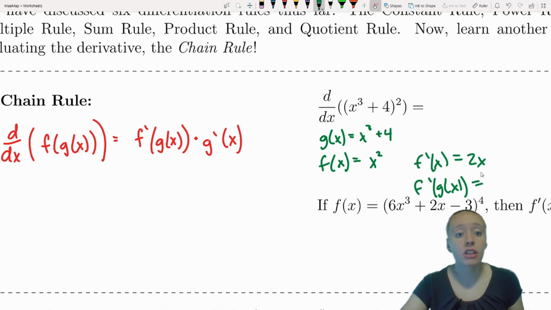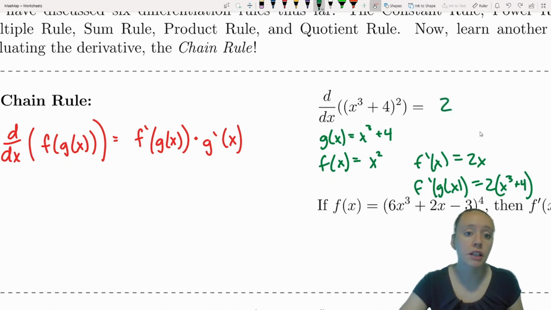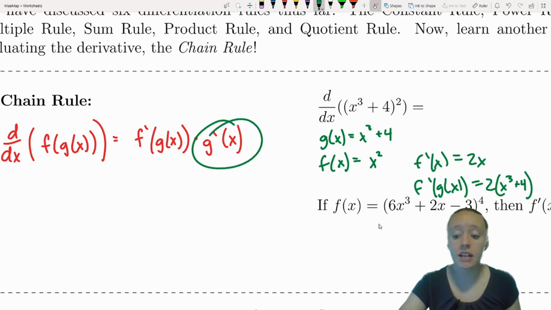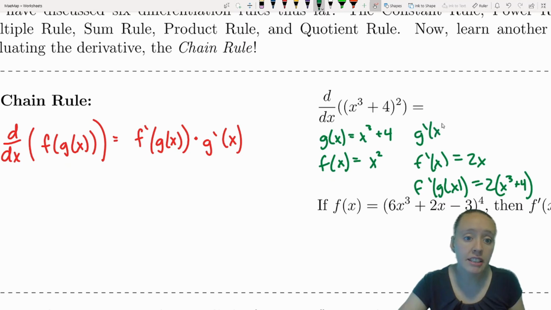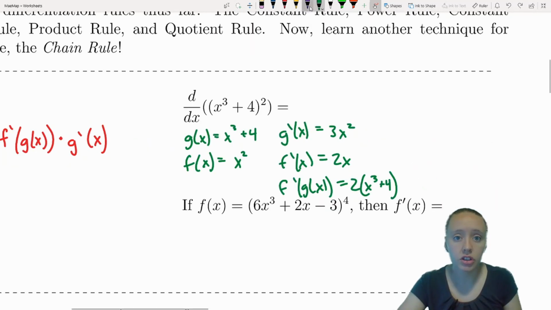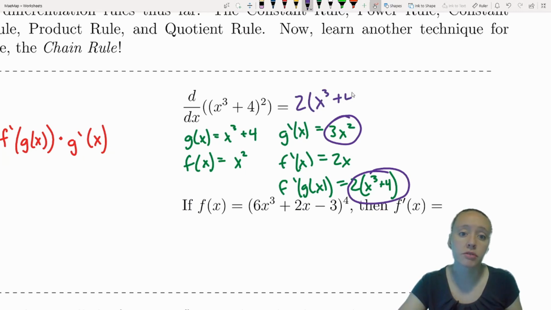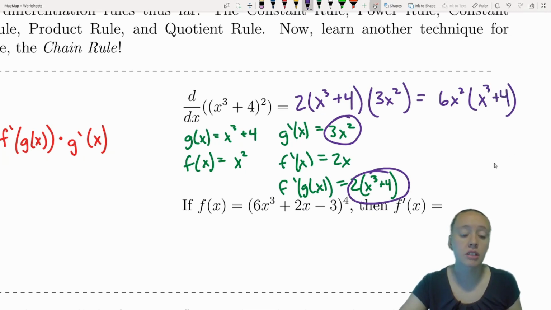So instead of having 2x, I'm going to have 2 times what g of x is, x cubed plus 4. So that's my f prime of g of x, 2 times x cubed plus 4, and then I need to multiply that by the derivative of g of x. So g prime of x, the derivative of x cubed plus 4, is 3x squared. So overall, my derivative is 2 times x cubed plus 4 times 3x squared. This simplifies down to 6x squared times x cubed plus 4.